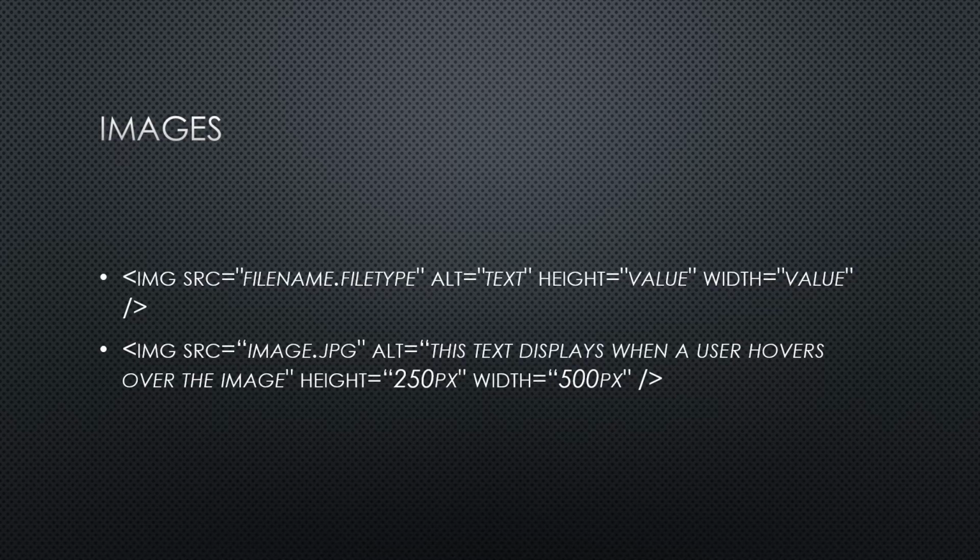Image source equals file name dot file type, alt text, height value, and width value. The alt text, or alternate text, is used in browsers for the blind, so they know what's in the picture. A screen reader would read the alt text to the person. It may also display on standard browsers as a placeholder. If for some reason the page is loading slowly, your connection is slow, you'll see the words rather than the image.